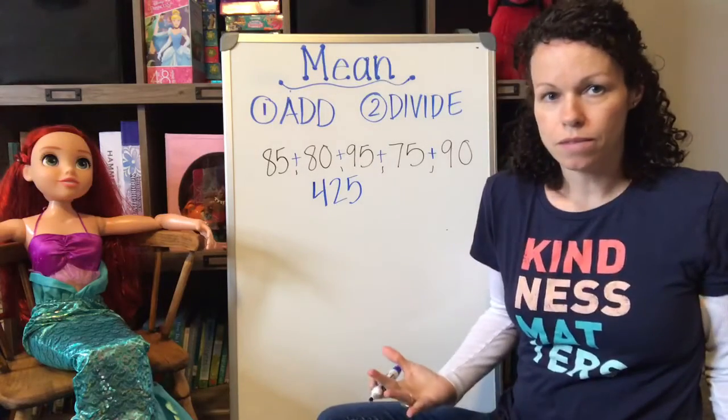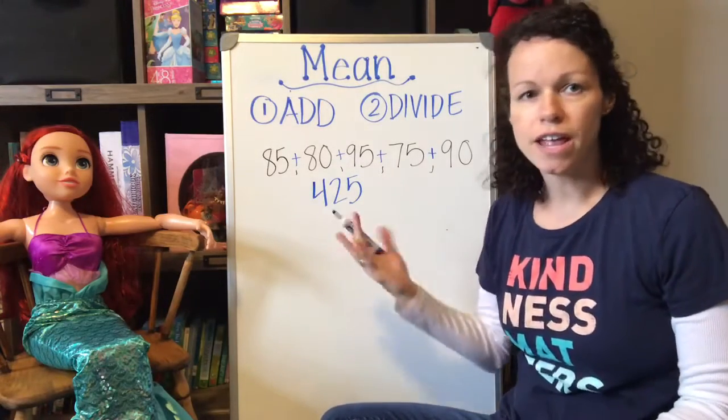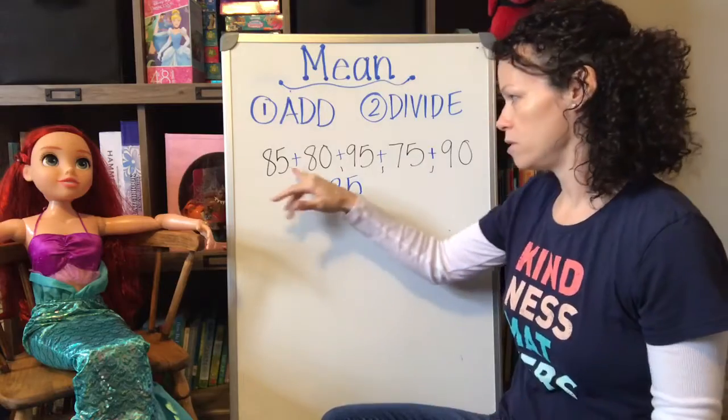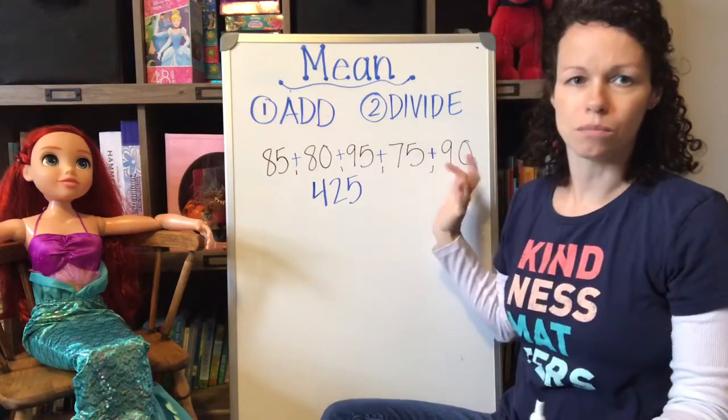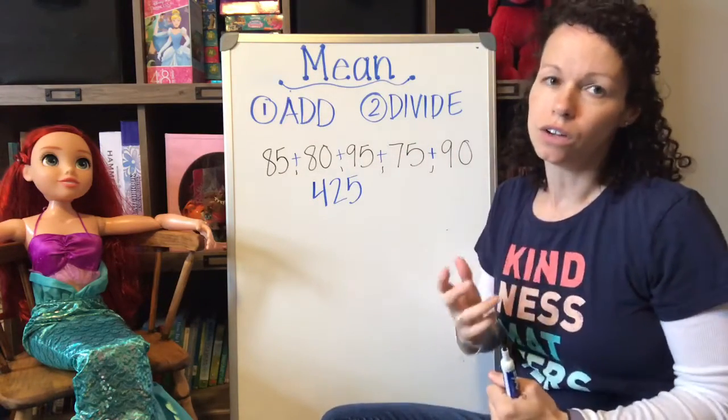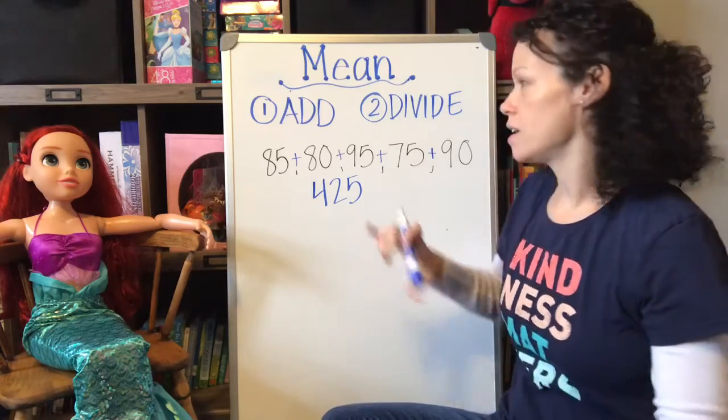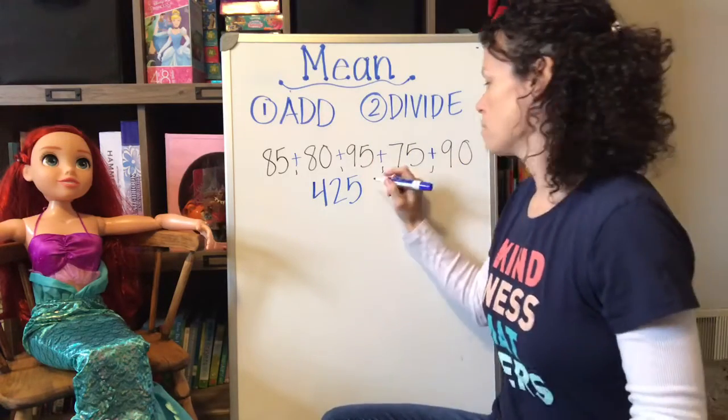Now some people just stop there. Well, that's not the answer. Your answer should be a representation of all these numbers, the average of them. So the step that a lot of people forget is the second step, which is divide. So I'm going to divide now.